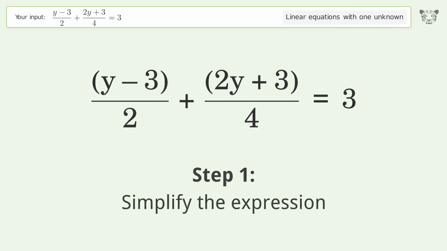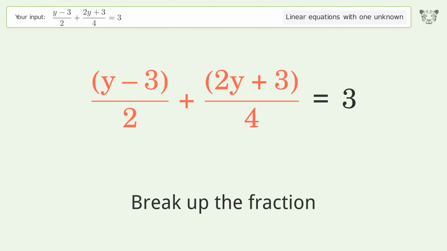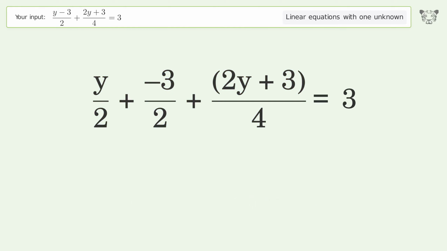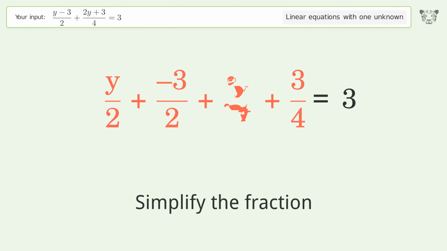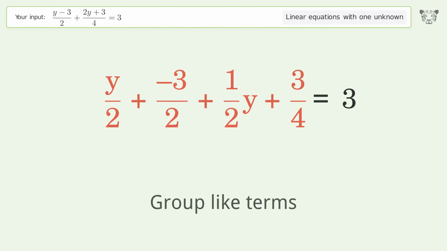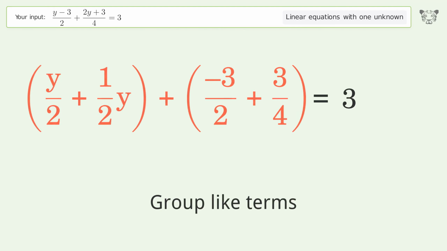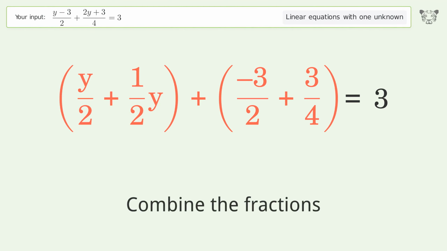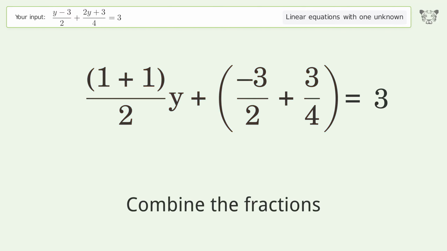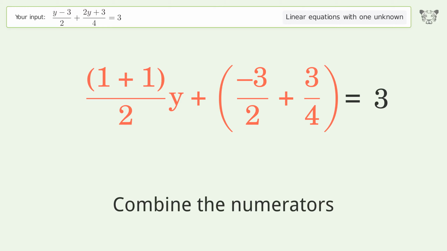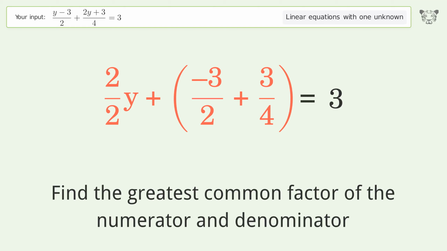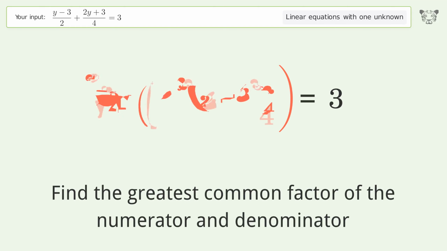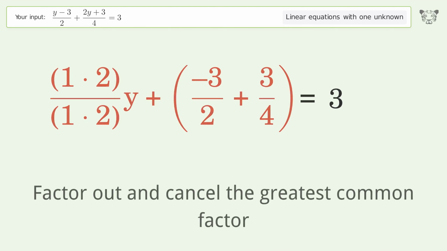Simplify the expression. Break up the fraction. Simplify the fraction. Group like terms. Combine the fractions. Combine the numerators. Find the greatest common factor of the numerator and denominator. Factor out and cancel the greatest common factor.